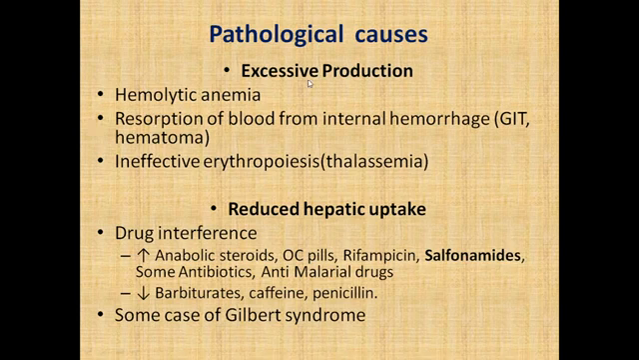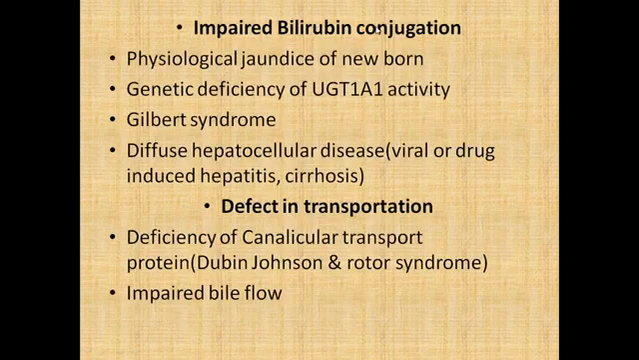What are the causes? What leads to excessive production of unconjugated bilirubin? These are the causes: hemolytic anemia, resorption of blood from any internal hemorrhage, or ineffective erythropoiesis like thalassemia. What are the causes of reduced hepatic uptake? Some drugs: anabolic steroids, OC pills, rifampicin, sulfonamides, as we have seen earlier, and barbiturates and caffeine, they interfere with bilirubin metabolism. Gilbert syndrome also causes reduced hepatic uptake and impaired bilirubin conjugation.